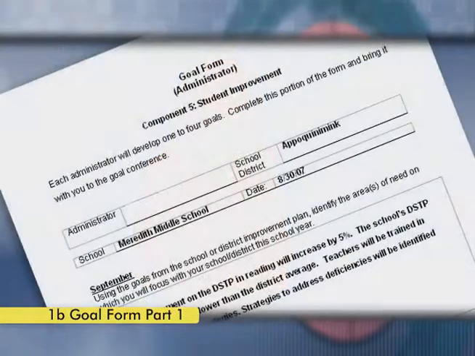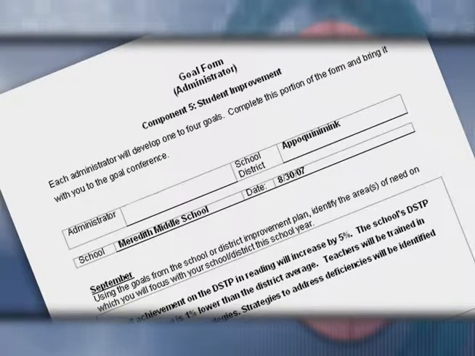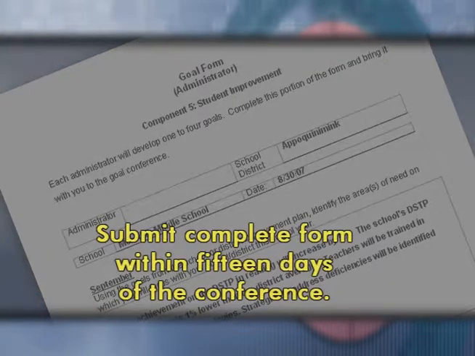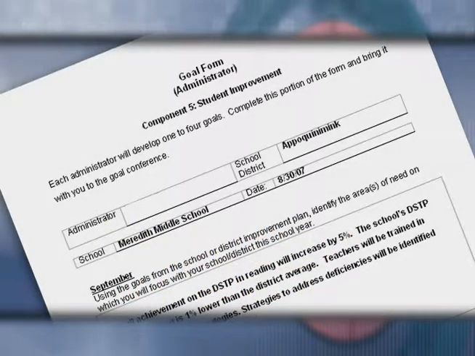The second activity in goal setting is completing the Administrator Goal Form, Part 1. The administrator completes the individual goal form and submits it to the evaluator within 15 working days of the goal-setting conference. New administrators complete the goal form within 1 month of employment.